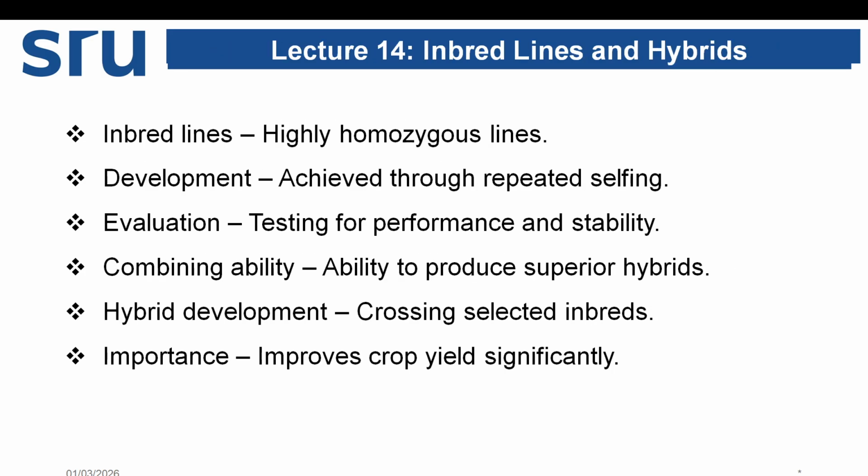In lecture number 14, we will see the development of inbred lines and hybrids. These inbred lines are highly homozygous. Development of inbred lines is achieved through repeated selfing. Then after development, we need to evaluate, testing for performance and stability. That means you need to evaluate the inbred lines multi-location. Next we will see combining ability, that is, the ability to produce superior hybrids.